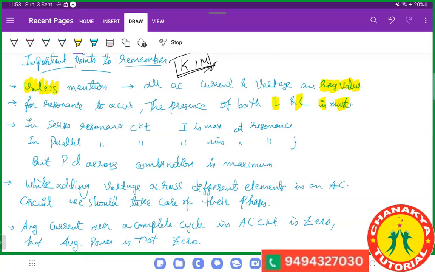In the series resonance circuit, I is maximum at resonance, and in parallel, I is minimum. Actually, for resonance, they will ask only theoretical questions. For numerical type questions, they have some RLC circuit. They will use those questions and make it.